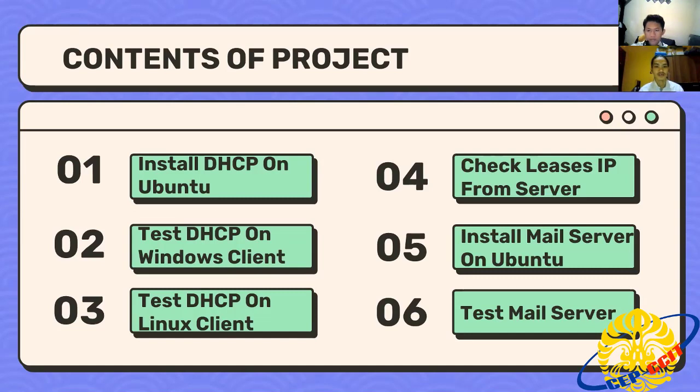Okay, the contents of the project. The first is install DHCP on Ubuntu. The second is test DHCP on Windows client. The third is test DHCP on Linux client. And the fourth, check the IP from server. The fifth is install mail server on Ubuntu. And the sixth is test the mail server.